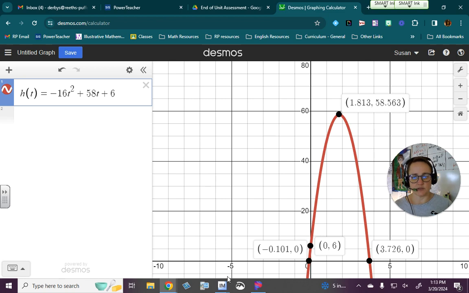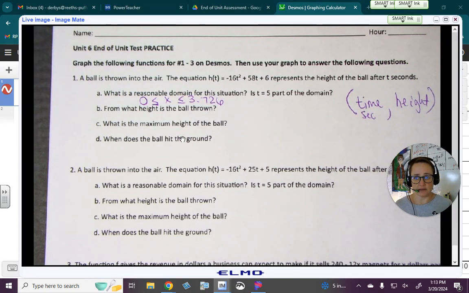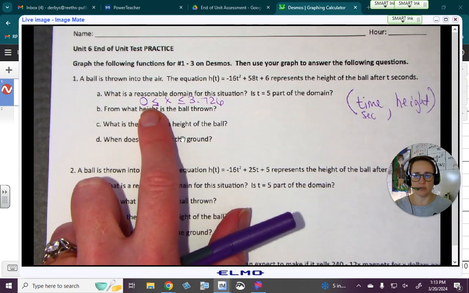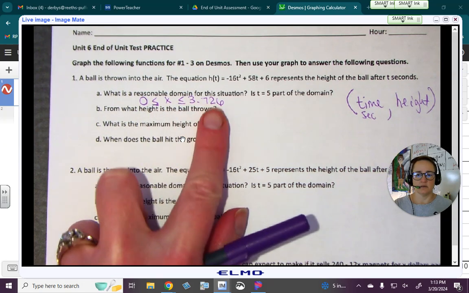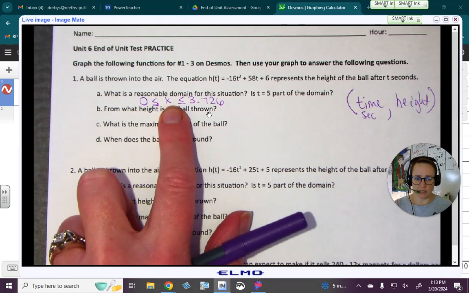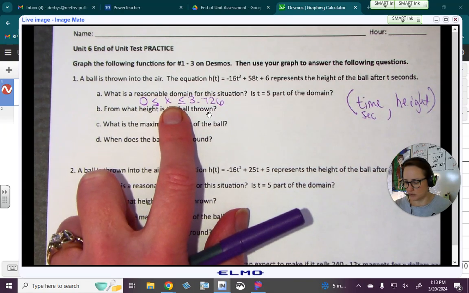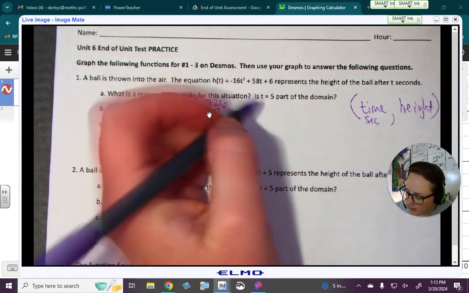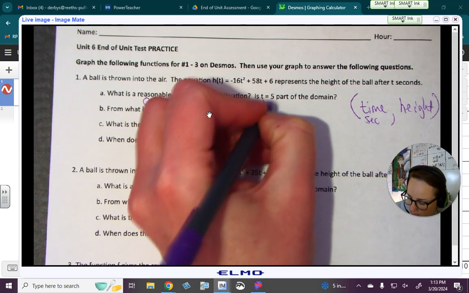And so that is going to be my domain. So that's what I wrote down for a reasonable domain. 0, 3.726, and all of the x's in between. So I physically put x in between. T minus 5 is not part of this domain.